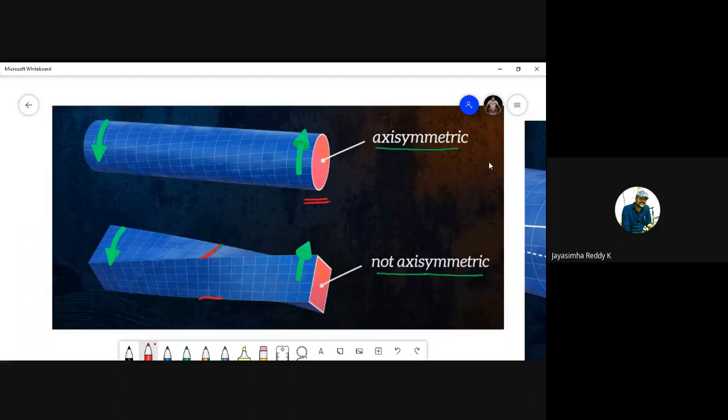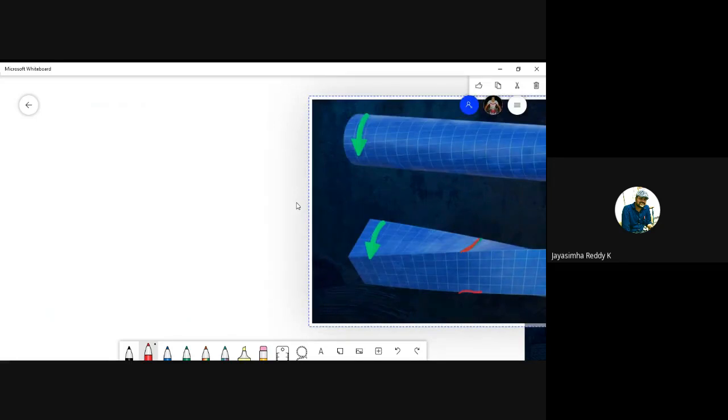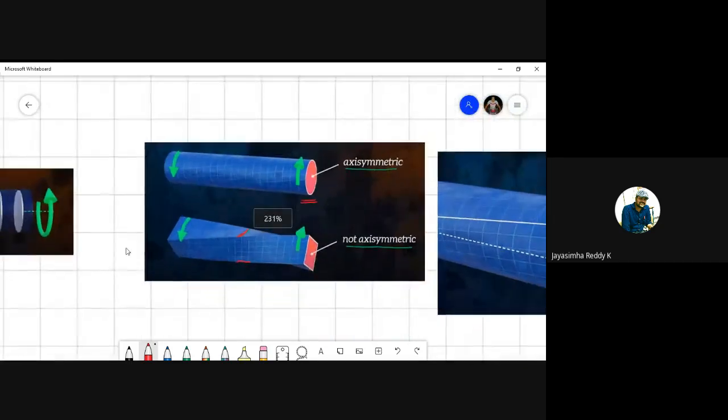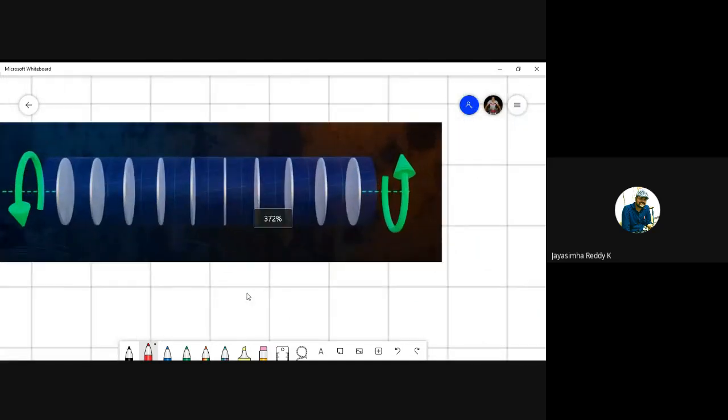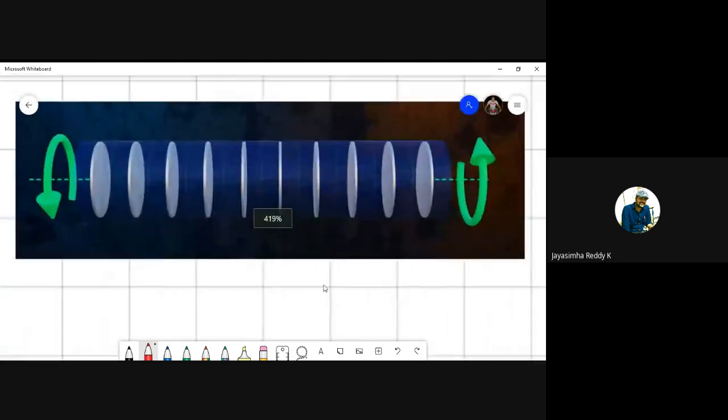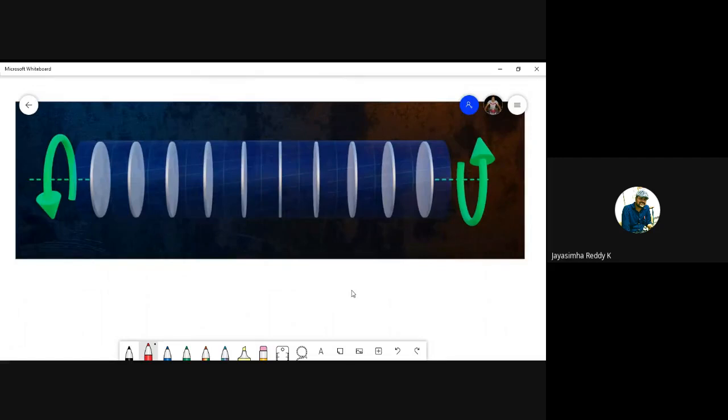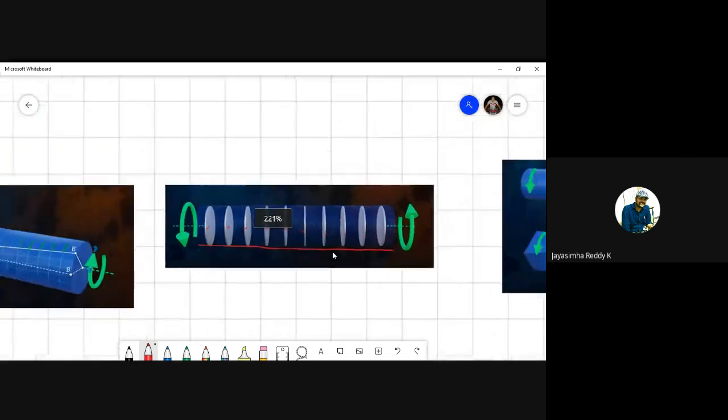And another assumption is a cross section at any axial length rotates as a rigid plane. You have to imagine that there are circular discs in the shaft, and this entire shaft is formed by an infinite number of discs like this. That is our sixth assumption. So these are all the assumptions, students. After assuming all these things, let us try to solve this torsion equation.